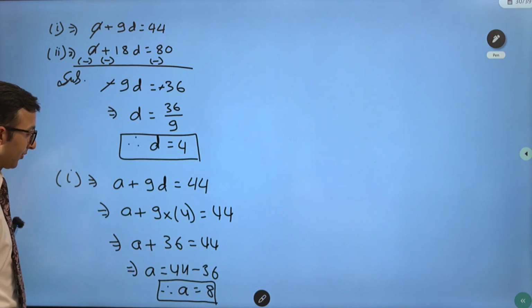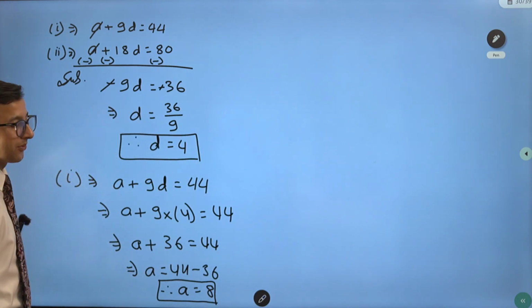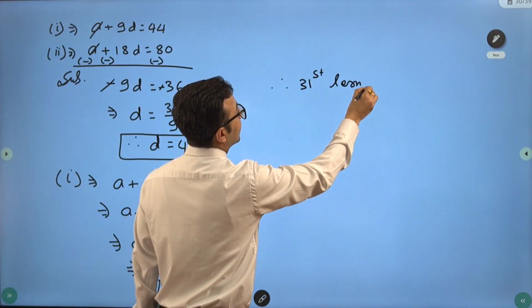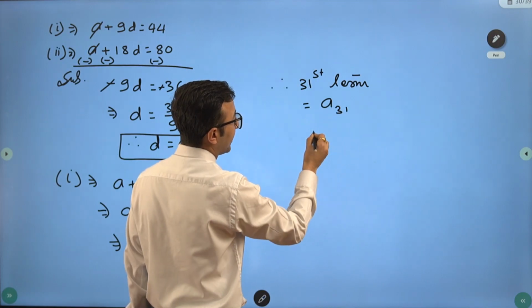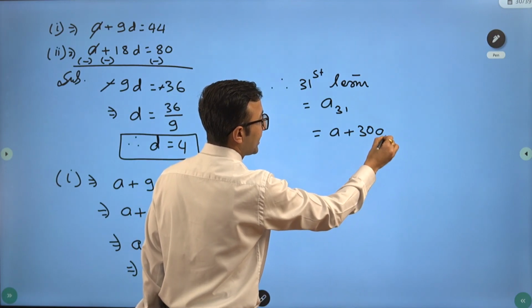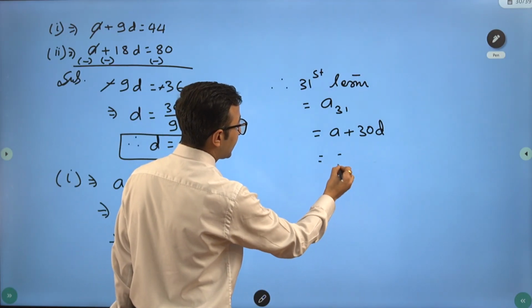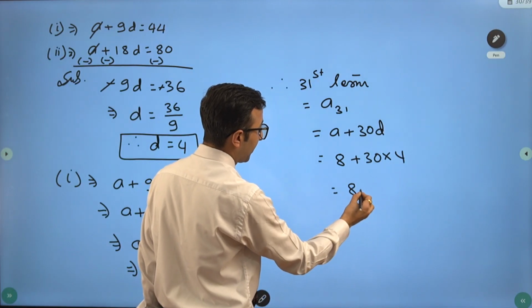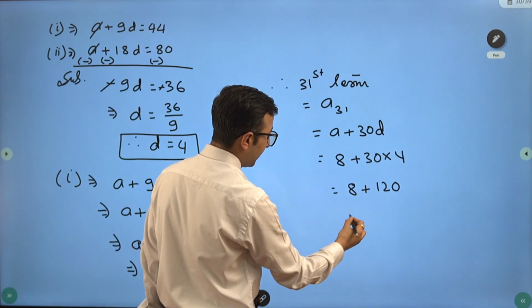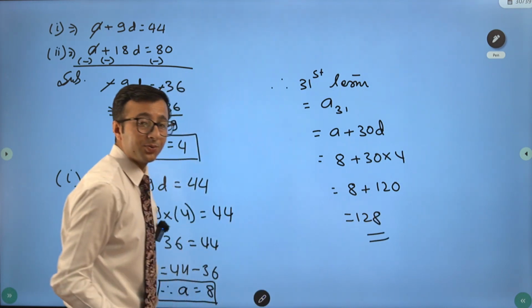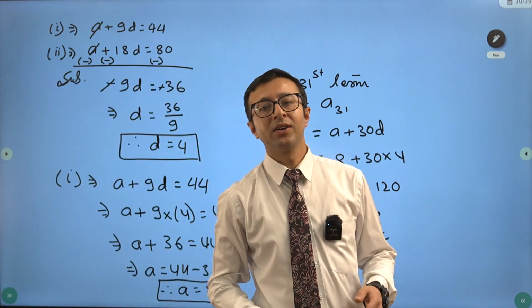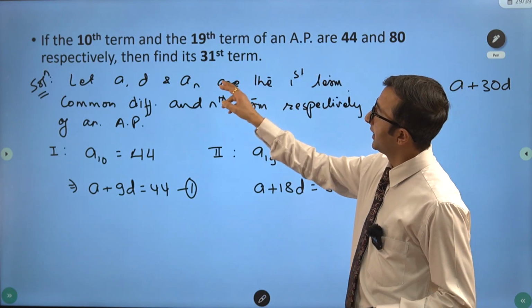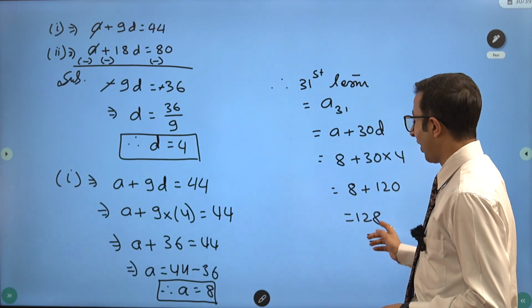So we have these values. The value of the first term is 8 and the common difference is 4. So what are we supposed to find? The 31st term. The 31st term is denoted by A31. This is A plus 30D. The value of A is 8 plus 30 into the common difference 4, which is 8 plus 120. It will be equal to 128. So for this problem, if the 10th term is 44 and the 19th term is 80, then its 31st term will be 128.